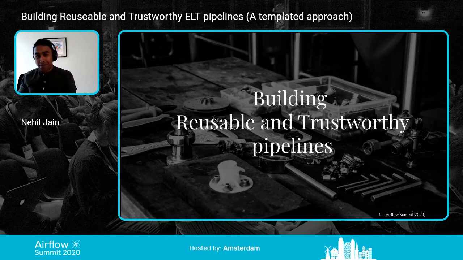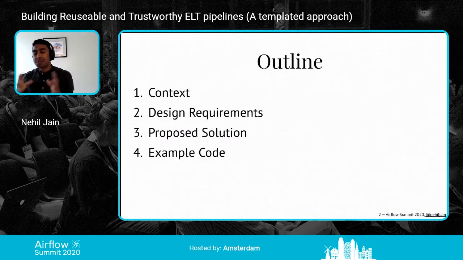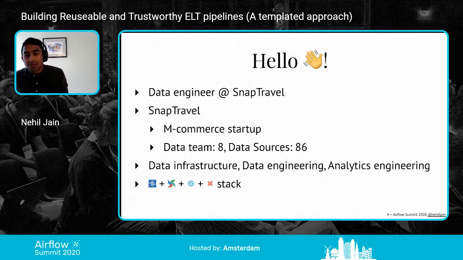So let's talk a little bit about building reusable and trustworthy pipelines. This is the high level outline. I'll talk a little bit about the context, the motivation, set the stage up, discuss design requirements of how we can build a system and what the requirements will be, and then a proposed solution, and then end with some example code.